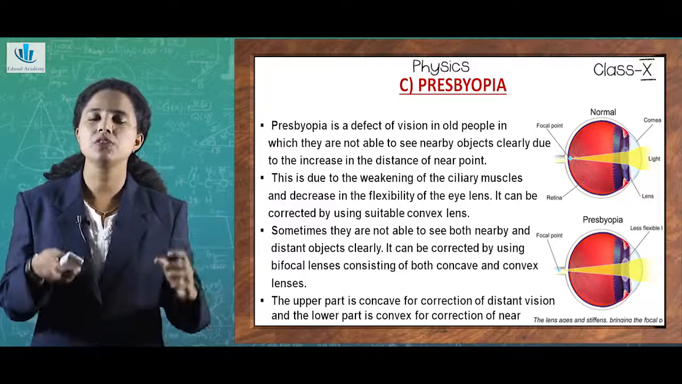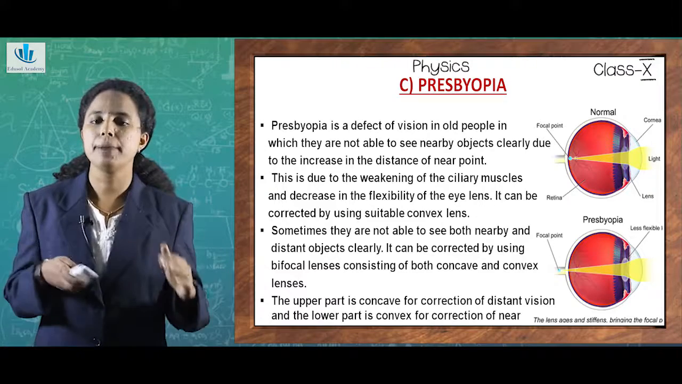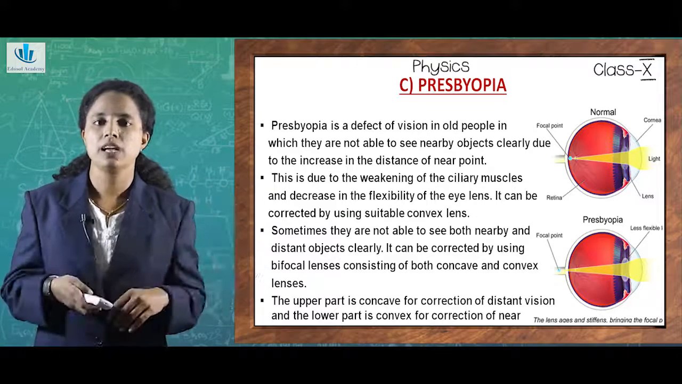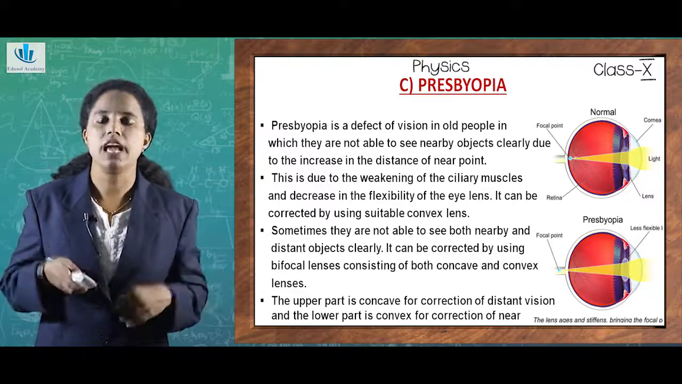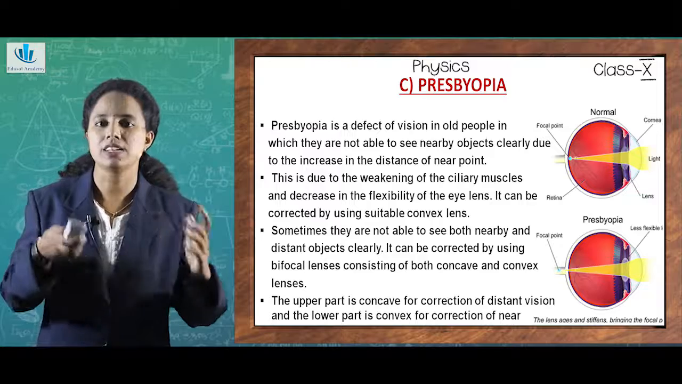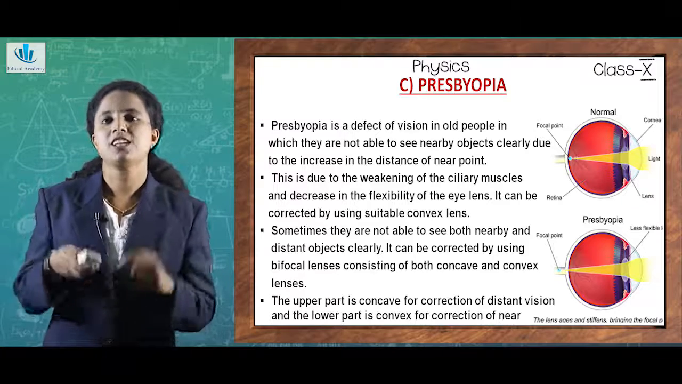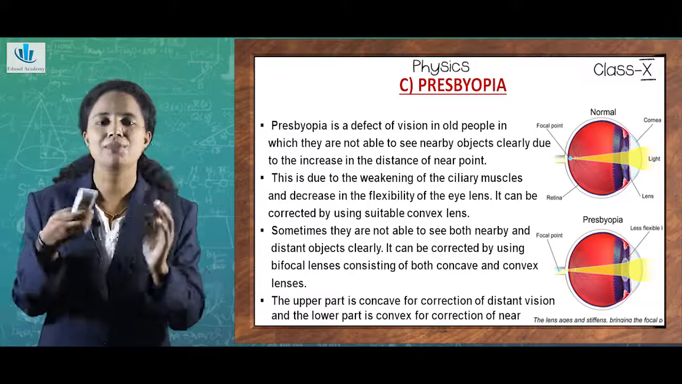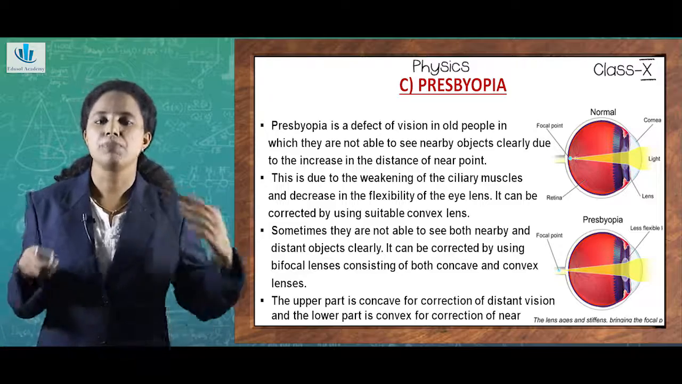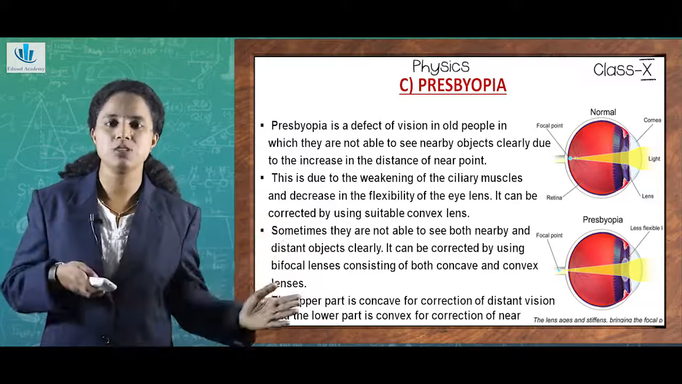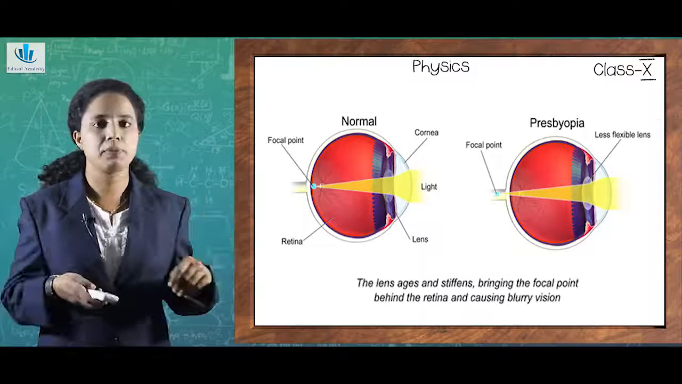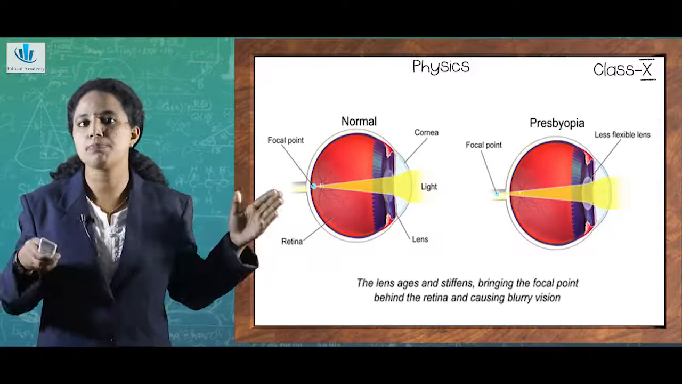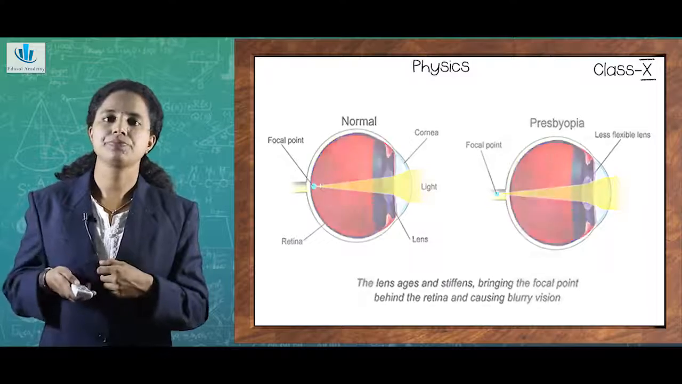So, if you use a bifocal lens, the upper part will be a concave, which helps in correction of distant vision, and the lower part is a convex, which helps in correction of the near vision. So, bifocal lenses will help us to solve the problem if a person is having both problems with distant vision as well as the nearer vision. This is clearly being depicted in this picture how the presbyopic eye looks.